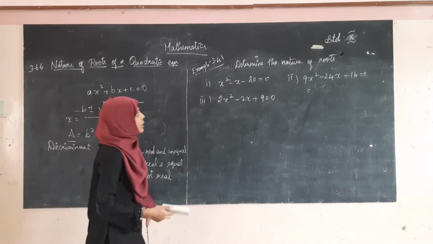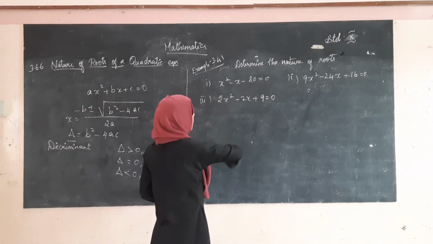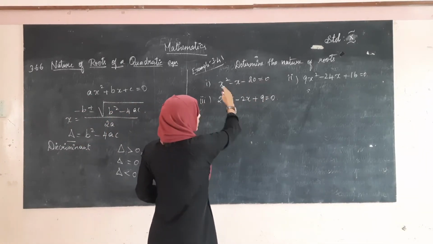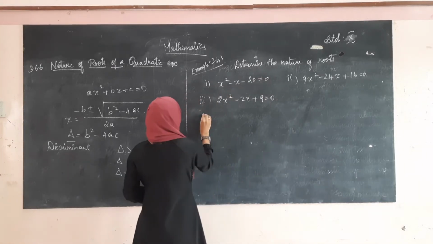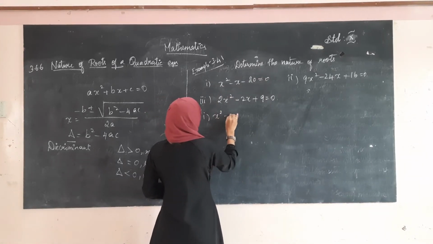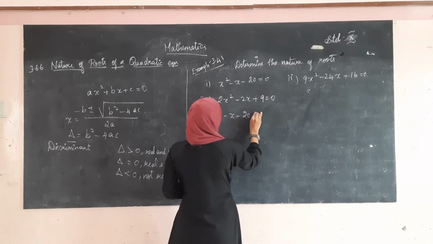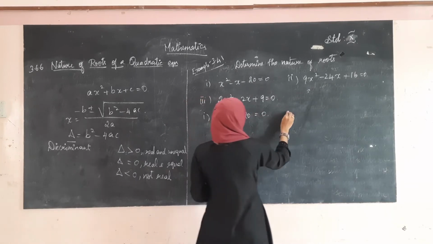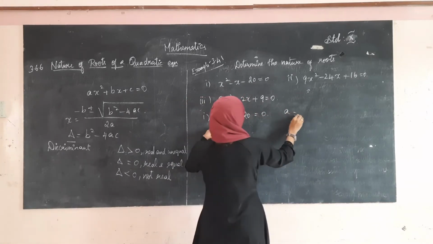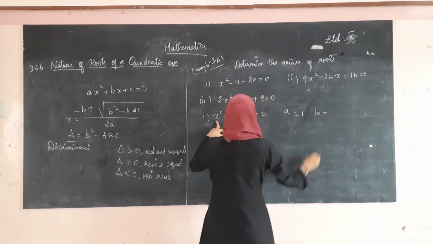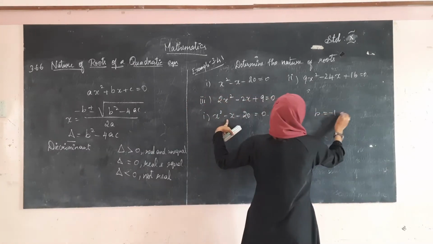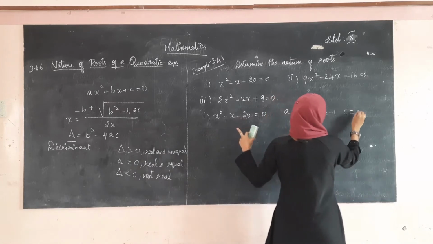See here, let us see the first example. Example 3.41. Determine the nature of the roots. They have given three subdivisions. Now let us take the first subdivision: x square minus x minus 20 equal to 0. What's the value of a? A is 1. And what's the value of b? B is minus 1. And what's the value of c? C is equal to minus 20.